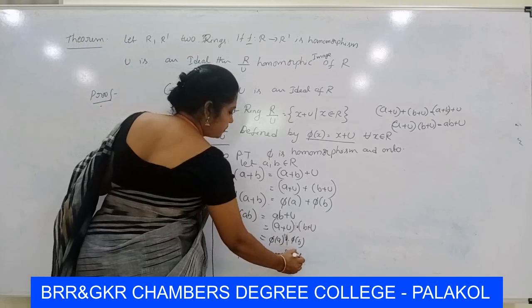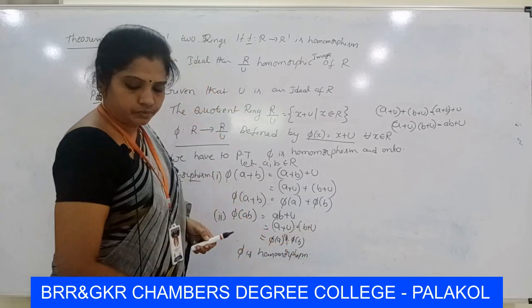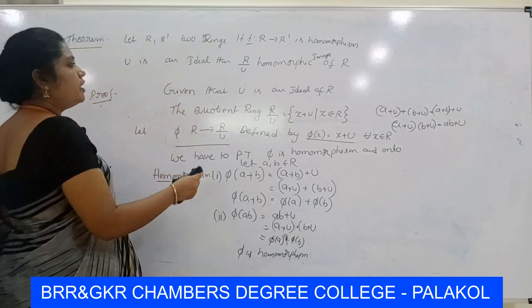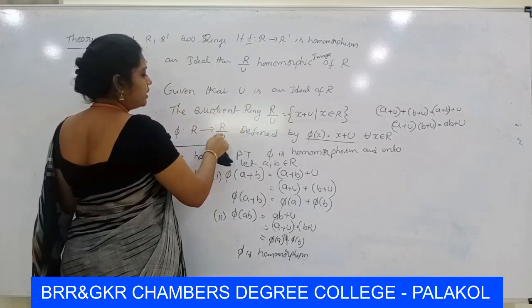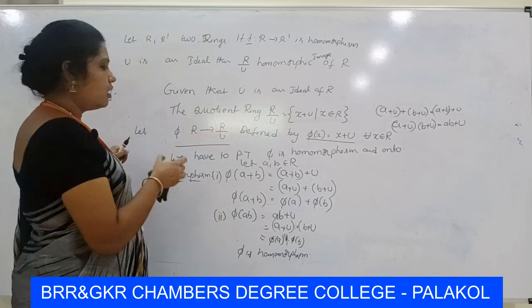Now we have to prove pi is onto. Onto means every element of the codomain has a preimage in the domain R.